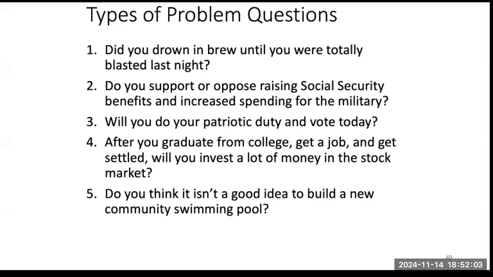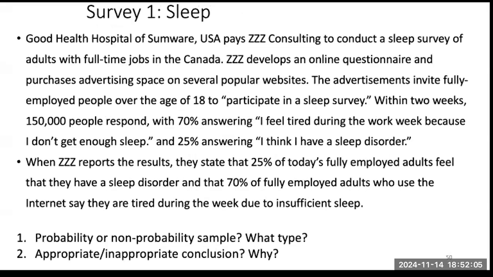The other part to the survey area has to do with sampling. So there's quite a lot on sampling, probability sampling and non-probability sampling. So here's an example. I'm fond of giving people scenarios. Good Health Hospital of somewhere USA pays Triple Z Consulting to conduct a sleep survey of adults with full-time jobs in, sorry, I should say Canada. Triple Z develops an online questionnaire and purchases advertising space on several popular websites. The advertisements invite fully employed people over the age of 18 to participate in a sleep survey.